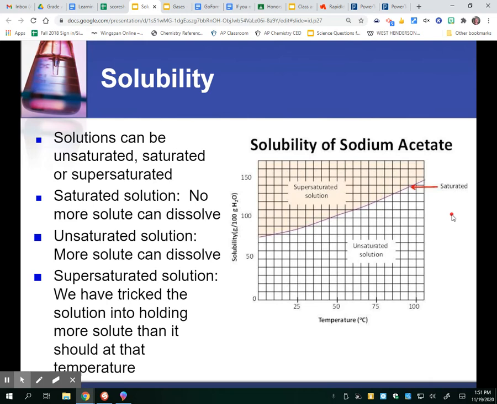Now, supersaturated solutions tend to be pretty unstable, and if you were to hit this solution, which is now supersaturated, hard, what's going to happen is the excess solute, the more than it should part, is just going to fall out of solution. Or sometimes it causes other things to happen.